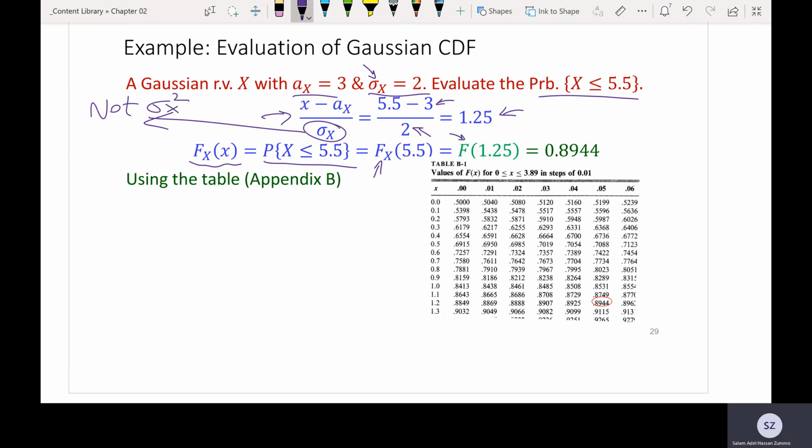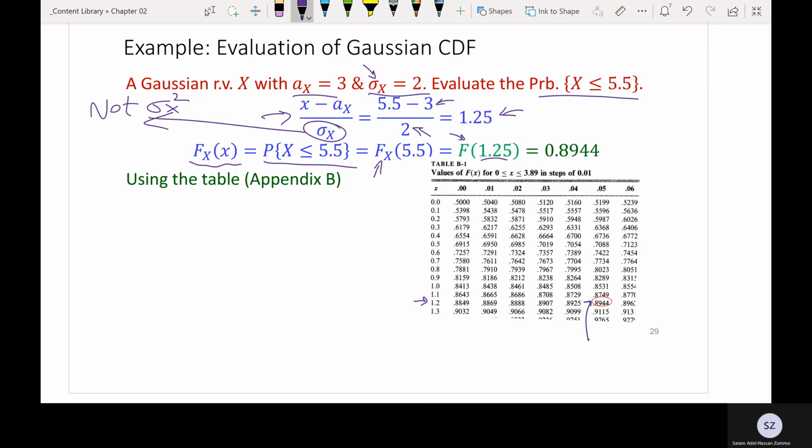However, this is equal to F, which is the normalized CDF, which we had before, evaluated at the normalized value, which is 1.25. Normalized value by subtracting the average of 3 and dividing by the standard deviation of 2. Now going to 1.25, so what is it? 1.2, and then we go to 5. We see it here: 0.8944.